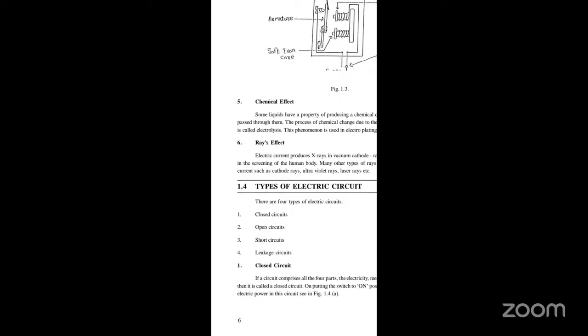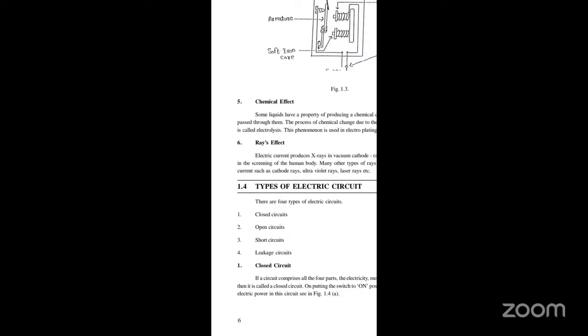All these are the examples for effects of electricity: chemical effect, magnetic effect, rays effect, heat effect, pressure effect. All these we have completed. So for effects, these six are enough. Now, types of electric current. Initially we took two types of current: direct current and alternating current.